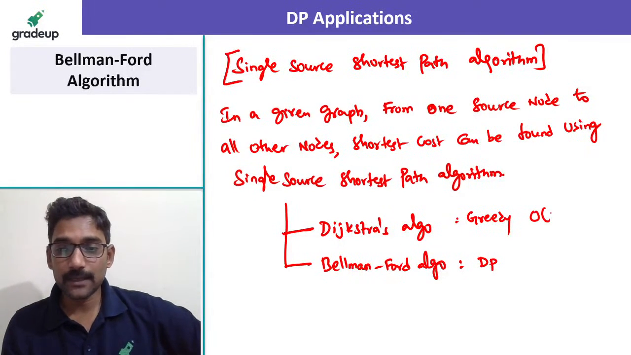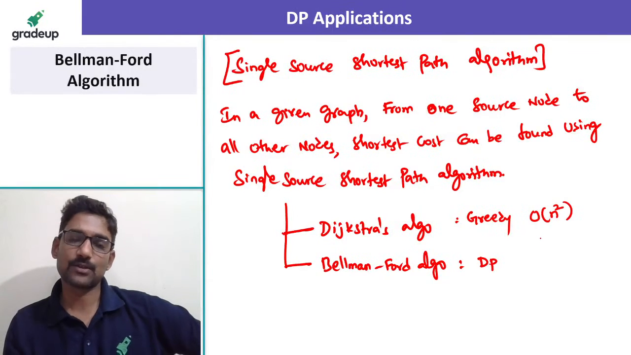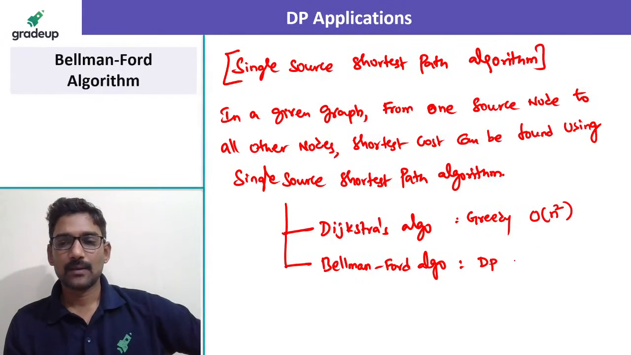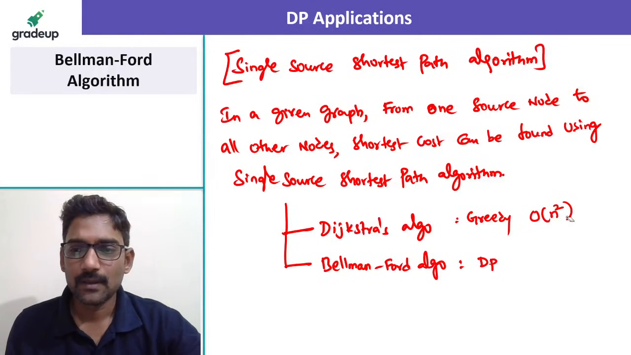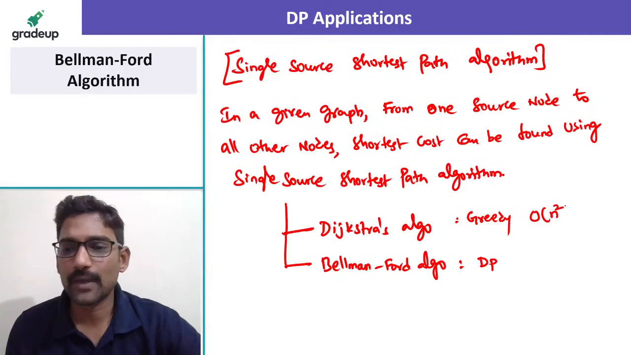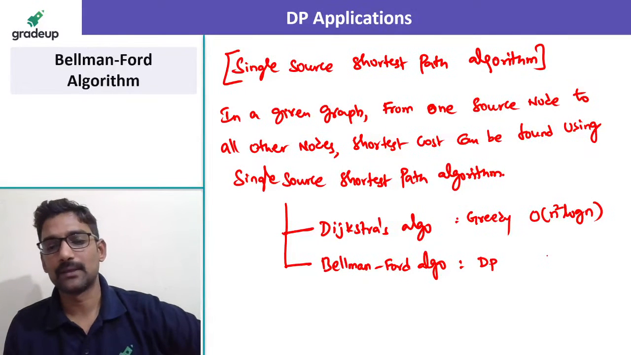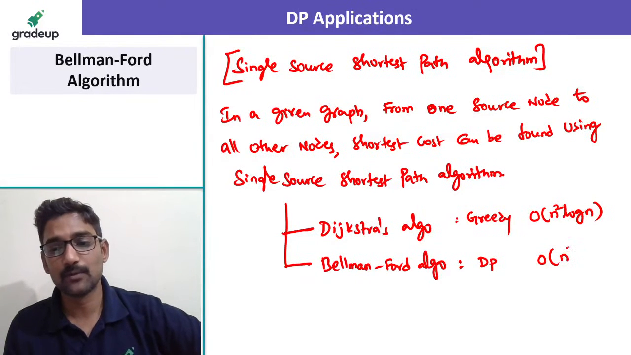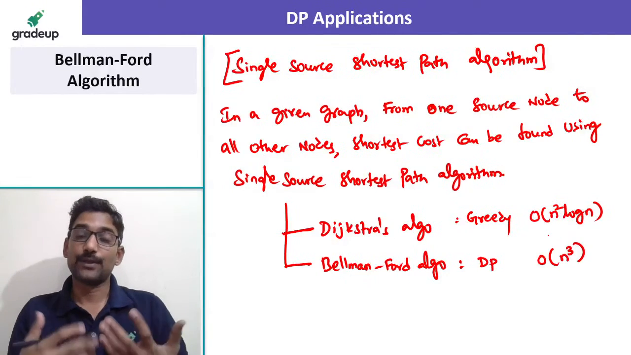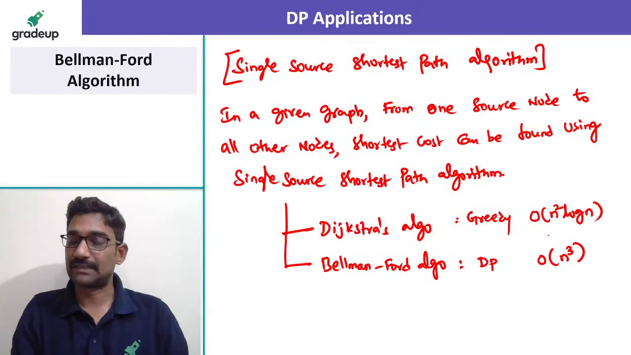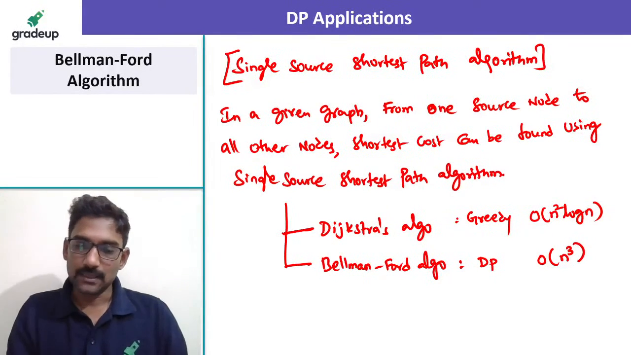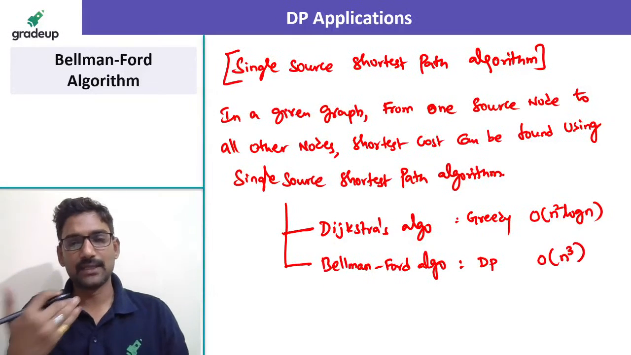Dijkstra's algorithm can be solved in big O of n square only. But Bellman-Ford algorithm, n square, or I can say in the worst case n square log n. But with dynamic programming, the Bellman-Ford algorithm takes big O of n cube. N cube is more than n square log n, definitely.